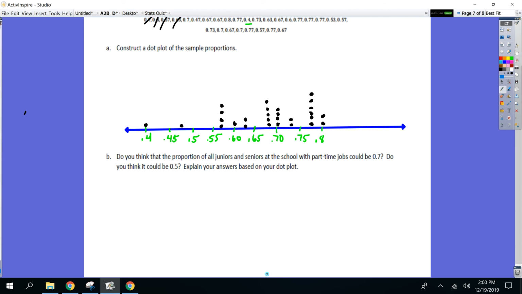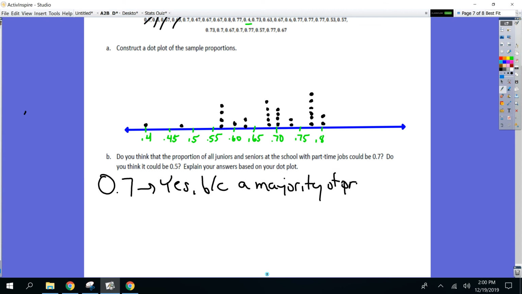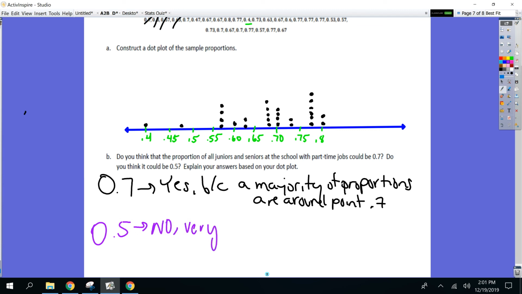All right. So for at least 0.7, yes. Because a majority of the proportions are around it. Not dots, a majority of proportions are around 0.7. What do you think about 0.5? Do you think it could be 0.5? No, probably not. Why not? There you go. I like that wording. Very few proportions around 0.5.